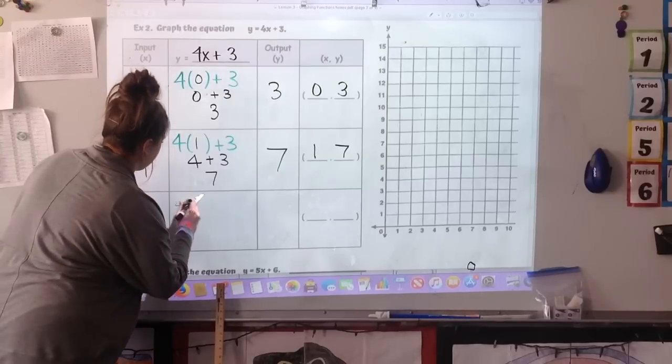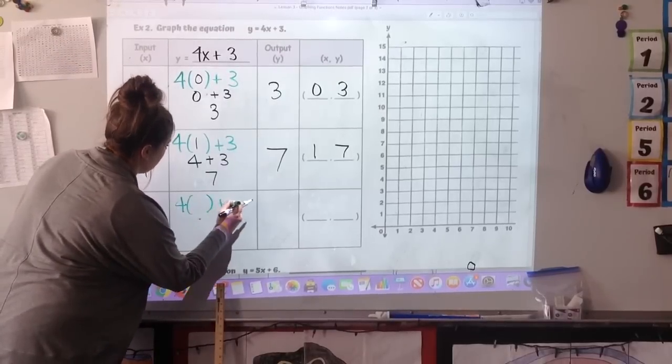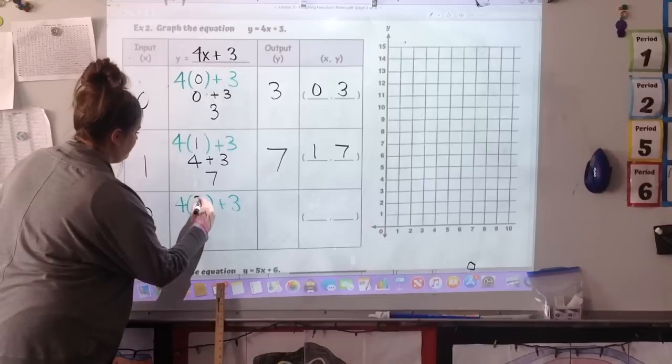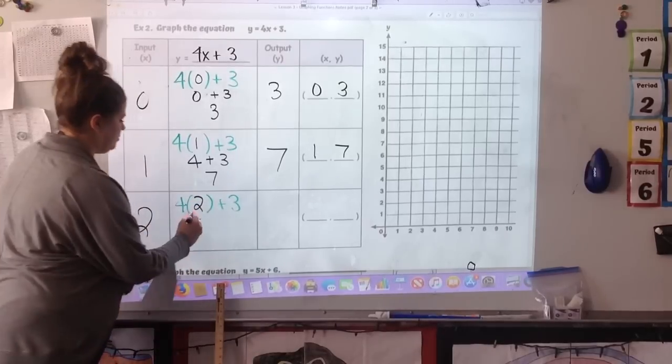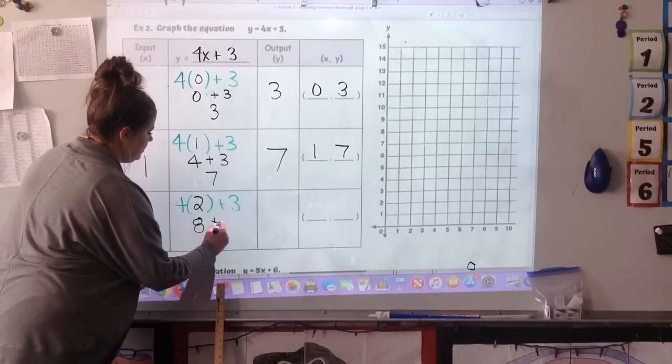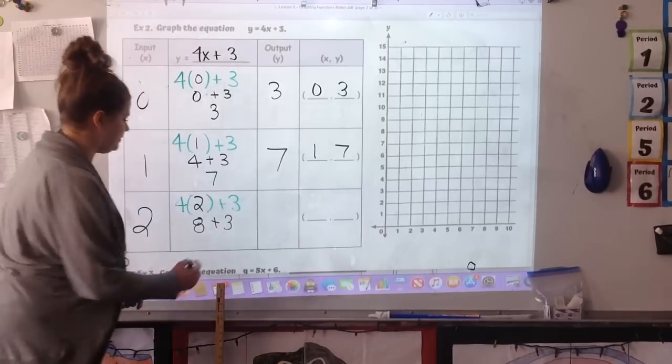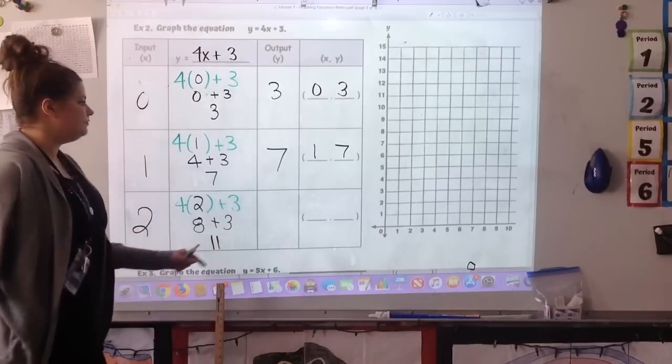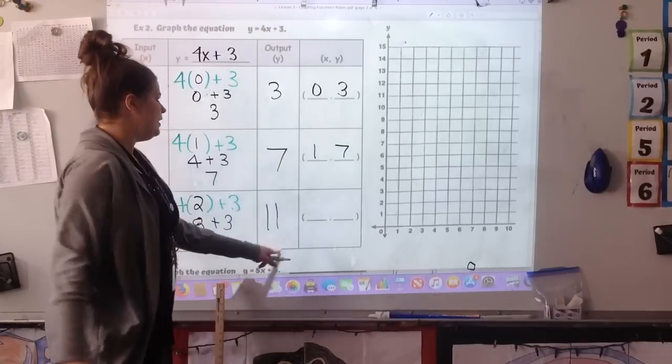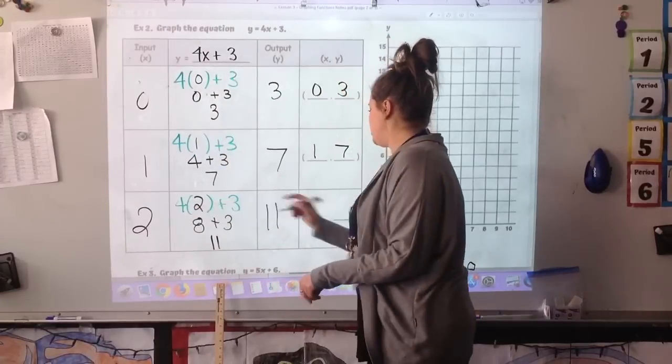Finally, I have 4 times 2 plus 3. 4 times 2 is 8. And plus 3, 8 plus 3 is 11. 11 is my output. So my ordered pair is going to be 2, 11.